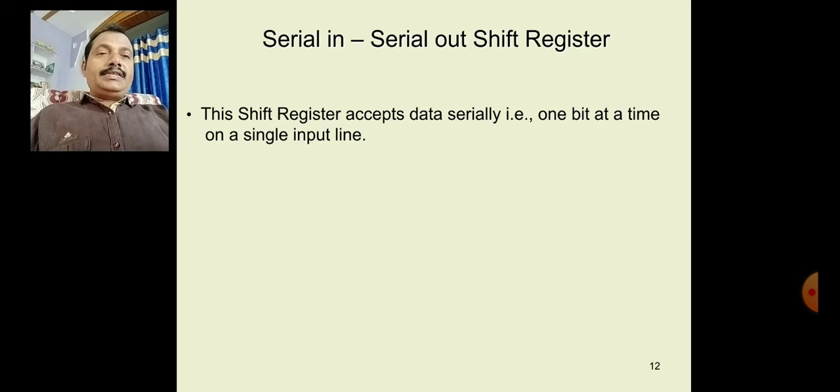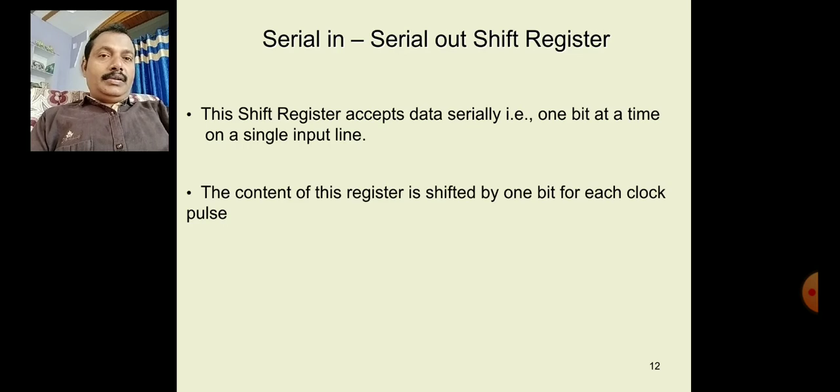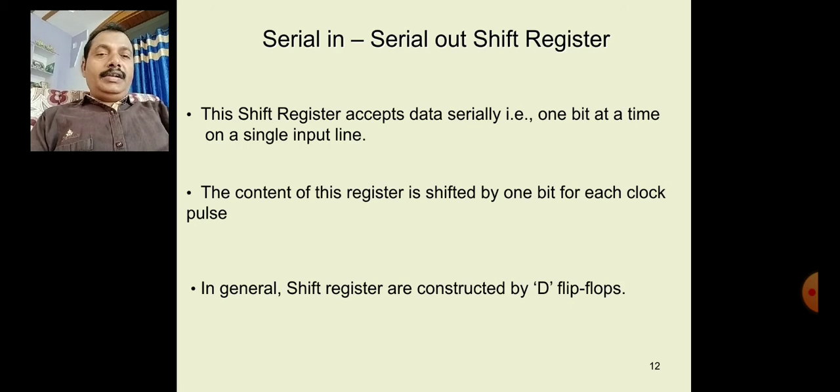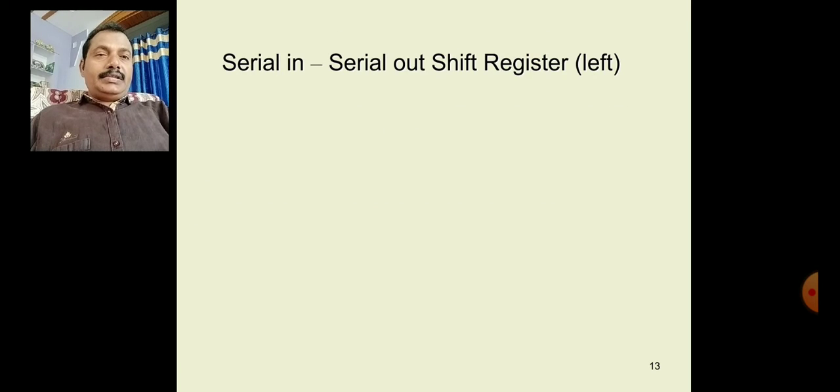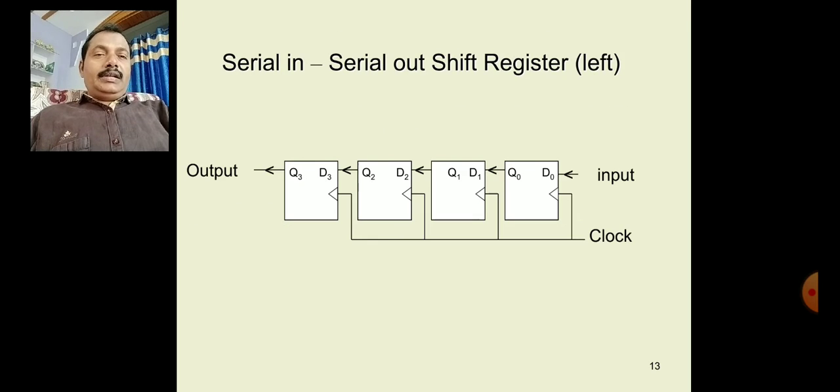This serial in, serial out shift register accepts data serially, that is, one bit at a time on a single input line, and the content of this register is shifted by one bit for each clock pulse. In general, shift registers are constructed by D flip-flops. Already I told you about the serial in, serial out shift register. Let us consider the left shift register.